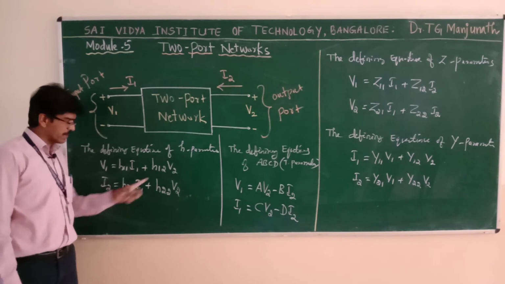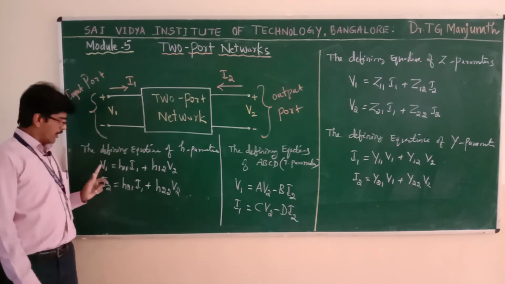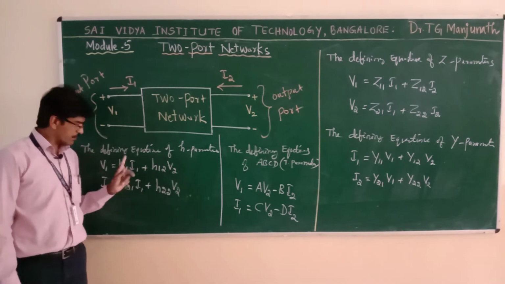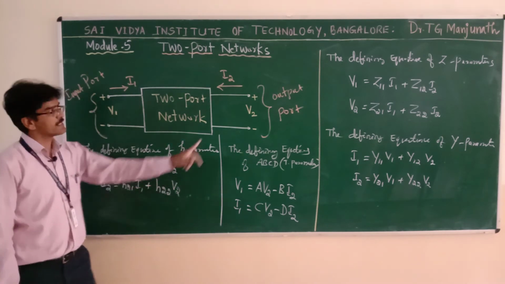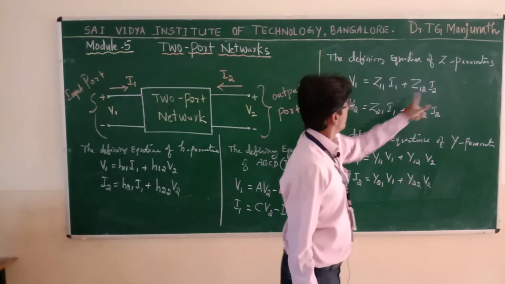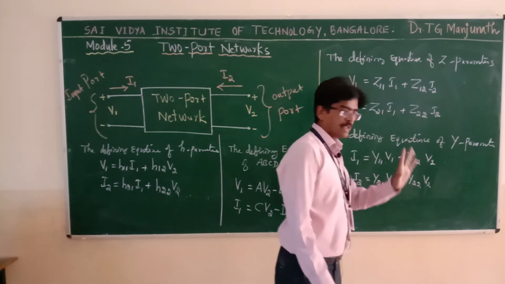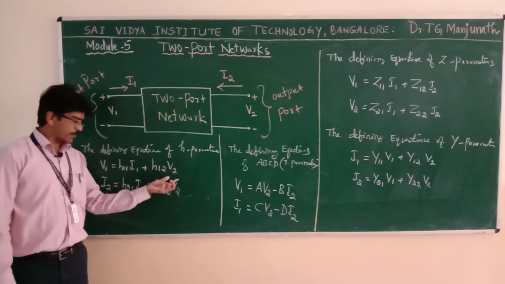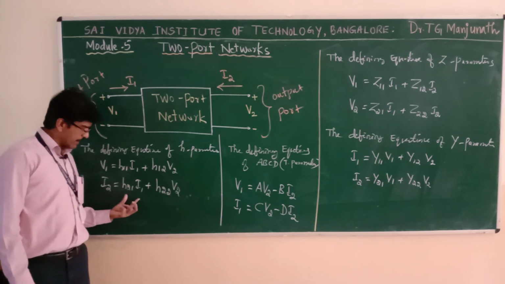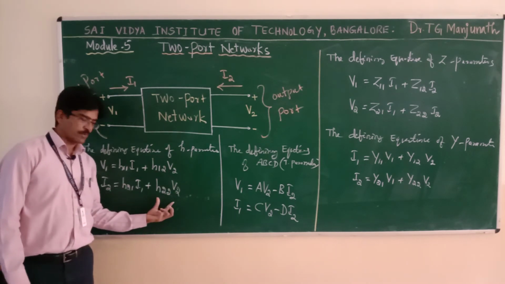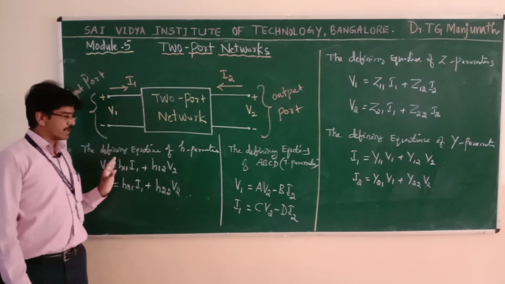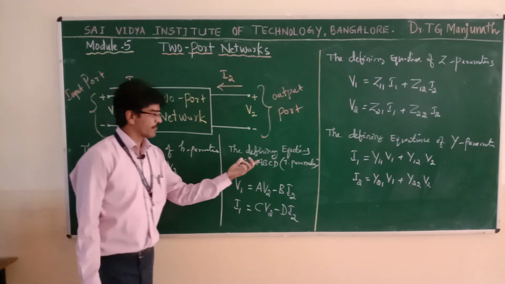Next, coming to the defining equations of H parameters: one is a voltage equation, the other is a current equation. You should not change the variables, very important. V1 is equal to H11 I1 plus H12 V2. First 1, next 2, 1, 2; like that only it should come. I2 is equal to H21 I1 plus H22 V2. One is a voltage equation, the other is a current equation. So this is the defining equations of H parameters.